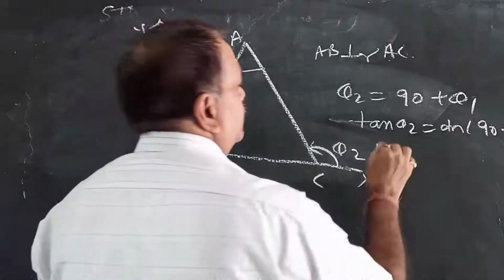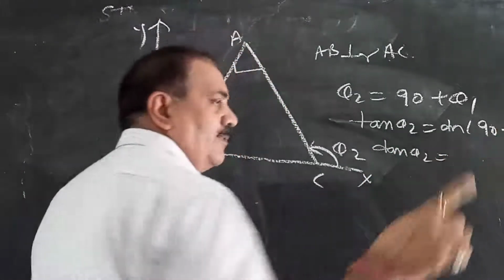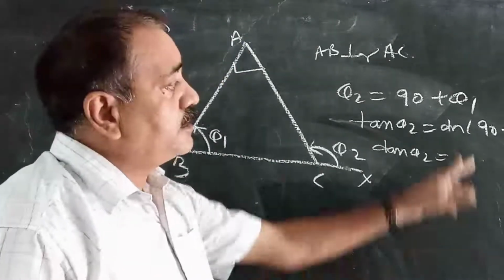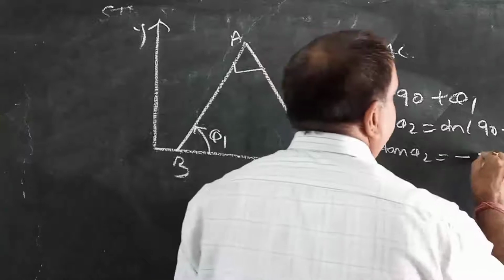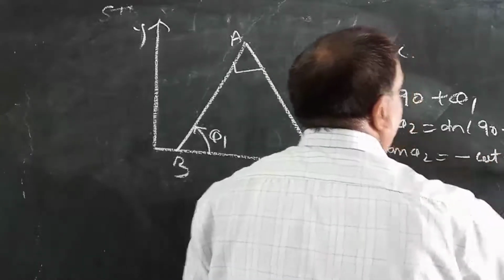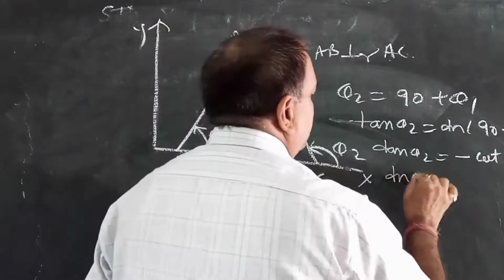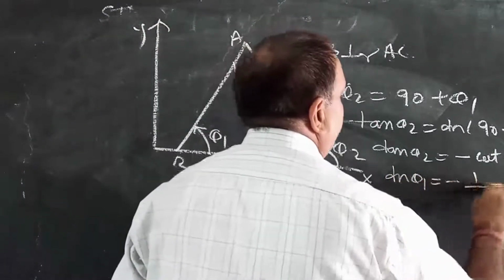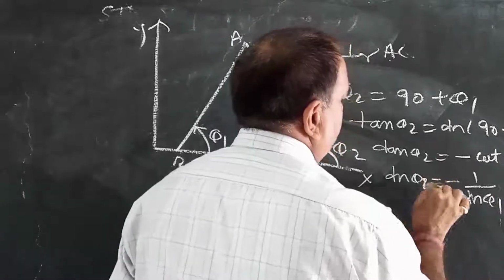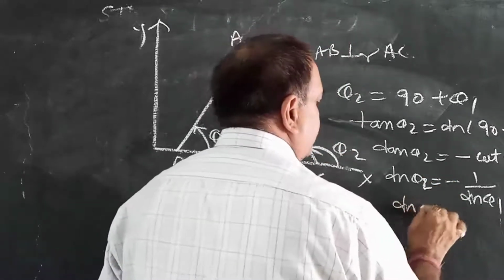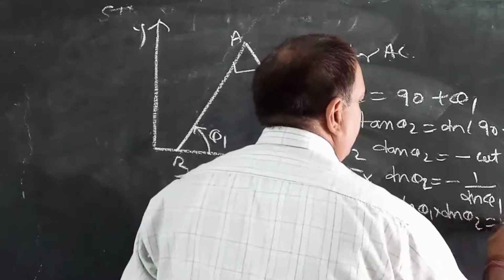Right. So this is tan theta 2, and you have studied tan 90 minus theta; here it is plus. So tan 90 plus theta means minus cot theta 1. So tan theta 2 is equal to minus cot theta 1. Do the cross multiplication: tan theta 1 into tan theta 2 is equal to minus 1.